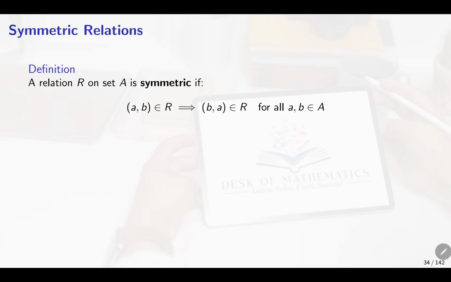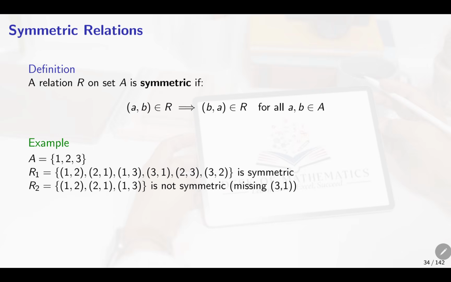Okay, so what is symmetric? A relation R on a set is symmetric if (a, b) belongs to R, then (b, a) should also belong to R. For example, in R1, (1, 2) is there, so (2, 1) should also be there. (1, 3) is there, (3, 1) is also there. (2, 3) is there, (3, 2) is also there. So this is called a symmetric relation. For example, in R2, (1, 2), (2, 1) is there, (1, 3) is there, but (3, 1) is not there, so this is not symmetric.